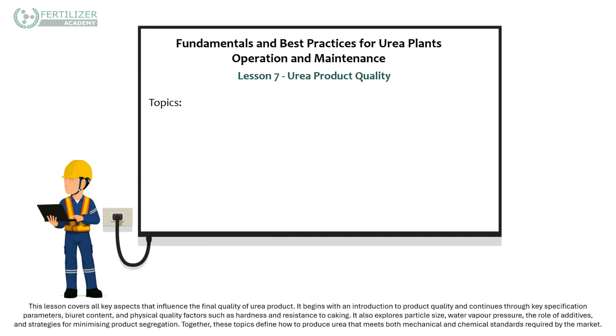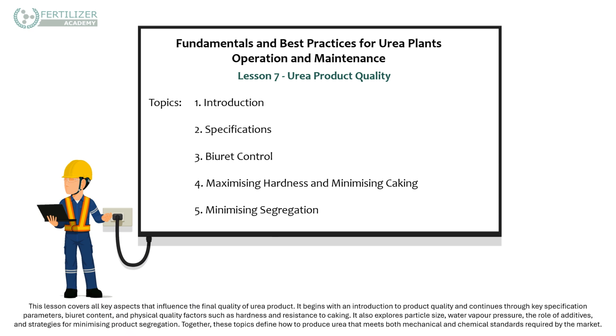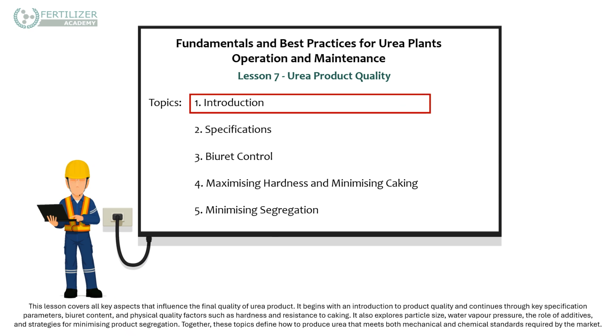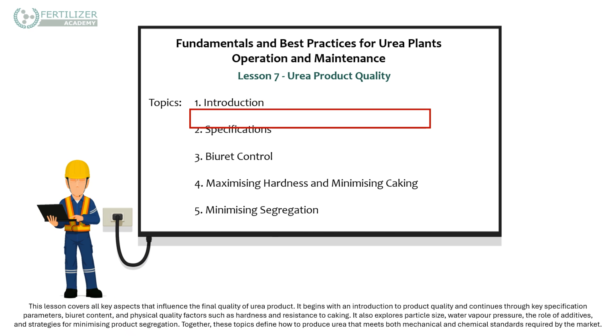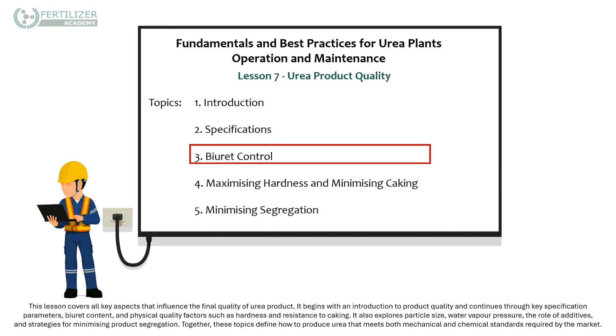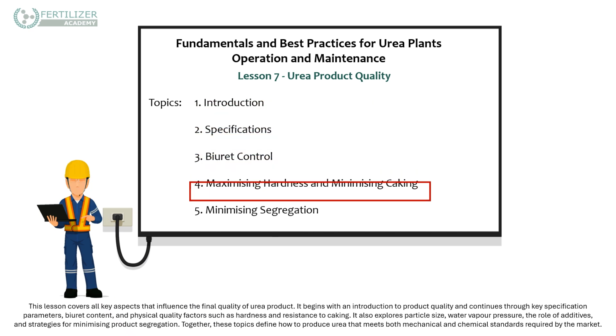Lesson 7. This lesson covers all key aspects that influence the final quality of urea product. It begins with an introduction to product quality and continues through key specification parameters, biurea content, and physical quality factors such as hardness and resistance to caking. It also explores particle size, water vapor pressure, the role of additives, and strategies for minimizing product segregation. Together, these topics define how to produce urea that meets both mechanical and chemical standards required by the market.